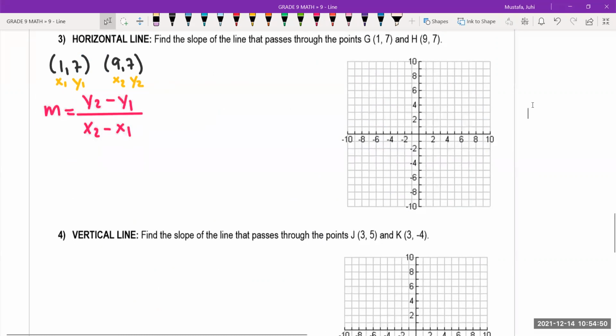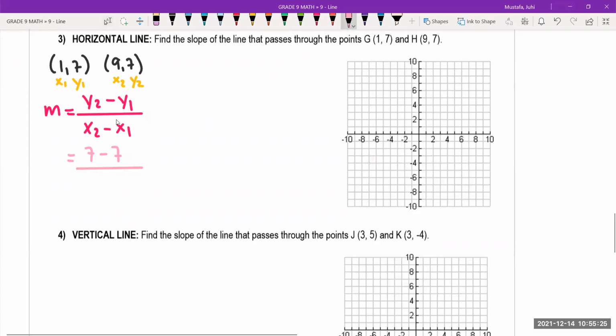Okay, so again, you can just yell out the answer when I ask it. Which one of these numbers represents the y2? 7. Minus which one of these numbers represents the y1? Try again. Yep, it's 7 again. Do you see why it's 7? So remember, it's y2, this number here, minus y1, which is this number here. You see it? Okay, good.